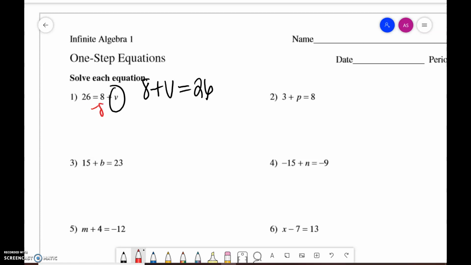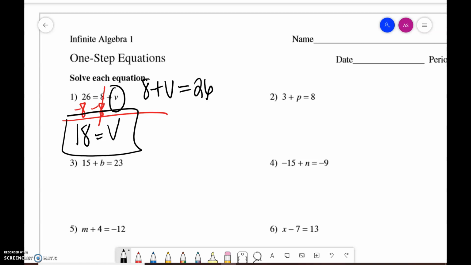I'm gonna subtract 8 from both sides, and I'm subtracting 8 because this is positive 8 and I want to get rid of it. So again, that V is on the side by itself. So that cancels out, and now I'm gonna look at 26 minus 8. That's gonna give me 18, and then I have this V left. So my final answer is going to be V equals 18.